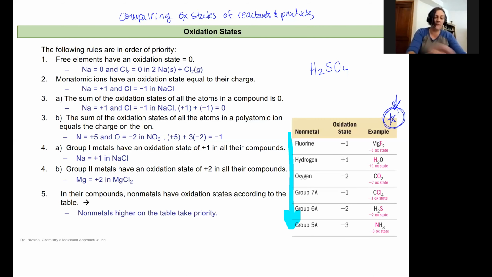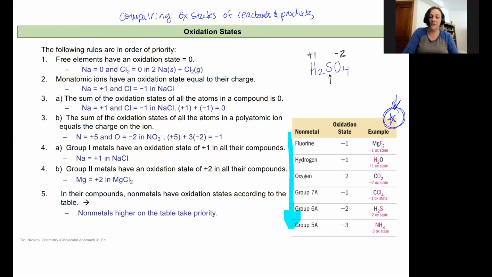So I have no fluorine, but I do have hydrogen. So the first one I'll assign is hydrogen, which will be +1. Going down my list, next is oxygen in priority. So I'll assign that oxygen a -2. That leaves just my sulfur, and I'm going to balance out the oxidation states to equal 0 using that sulfur.